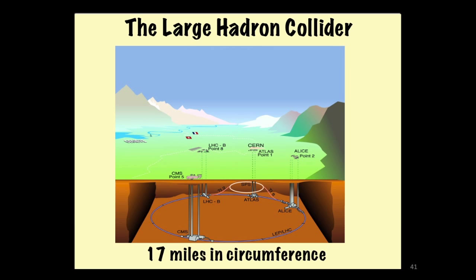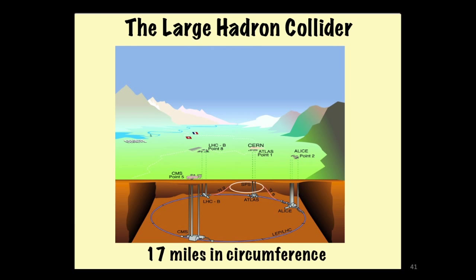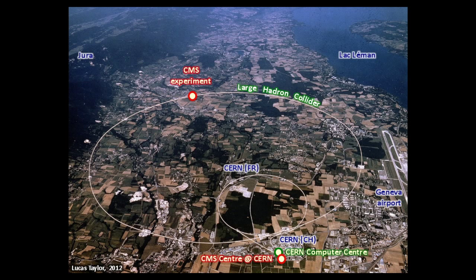To give you a sense of size, here is the city of Geneva, the largest lake in Western Europe called Lake Geneva, or Lac Léman, and the Jura Mountains. The LHC, or Large Hadron Collider, is 17 miles, 27 kilometers in circumference, 100 meters underground beneath Geneva and the surrounding French and Swiss countryside. And every time the protons go around the ring, they cross the border multiple times. Here's an aerial view. And I live right about here.